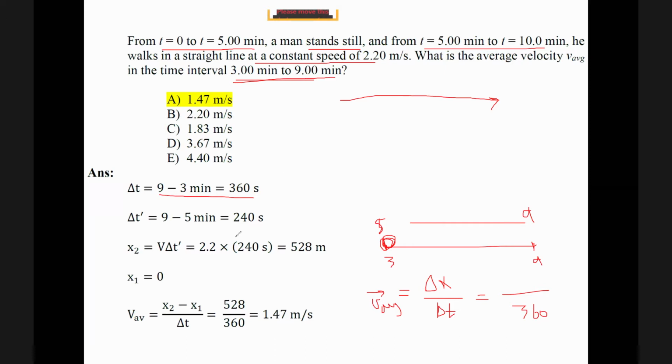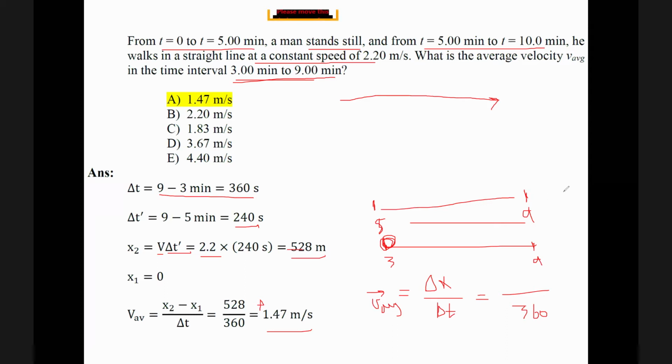How many meters he moved between 5 to 9? Between 5 to 9, the time is what? 240. And the speed is 2.2. Speed multiplied by the time, you get a distance. So the distance he moved between 5 and 9 minutes is 528. And this is the displacement. Final minus initial. Final is 528. Initial is 0. Divide the displacement over time, you get an average velocity. The fact that the average velocity is positive means it is in the same direction.